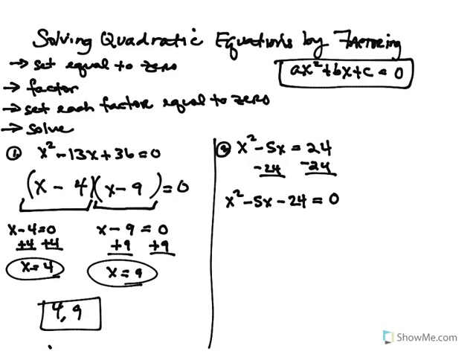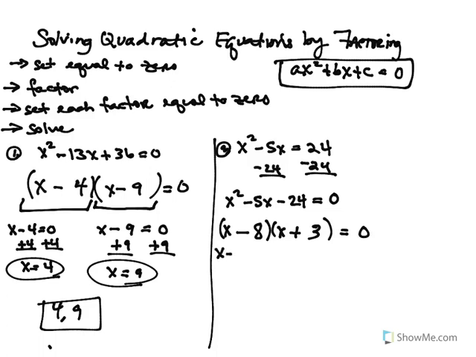Now that it is equal to 0, we can go to the next step, which is to factor. So I'm going to factor x squared minus 5x minus 24. Factors of 24 that'll give me a negative 5. These are your factor steps. You should know how to factor. I'm going to use 8 and 3: a negative 8, a positive 3.